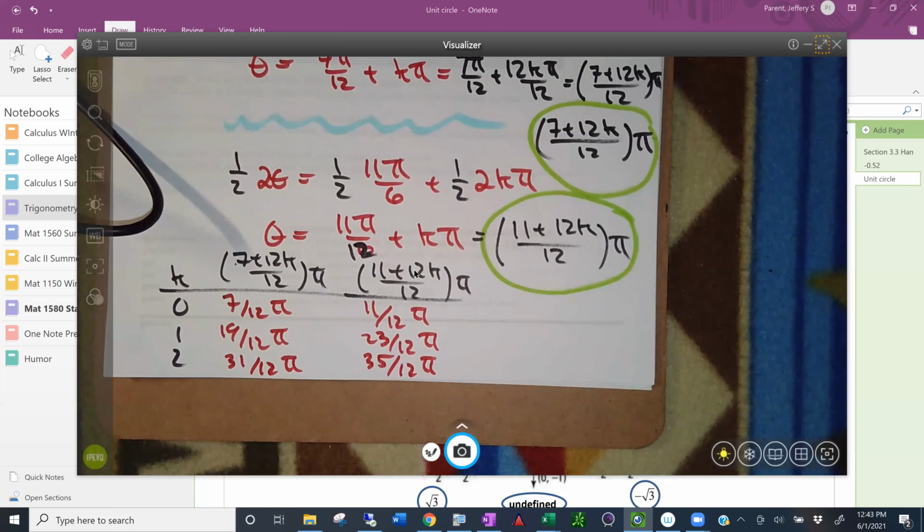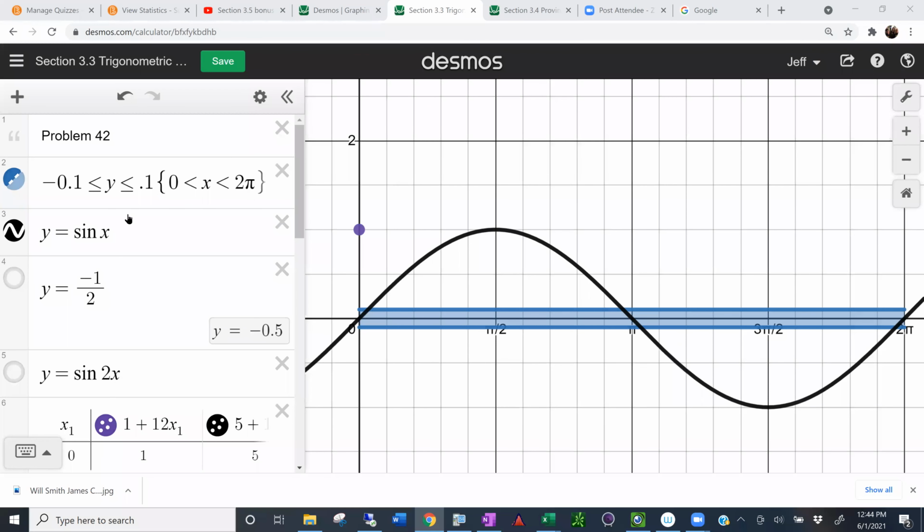Let's see if the graph kind of tells us the same story. So we want to see where sine of 2 theta equals -1/2. So let's take a look at the graph.